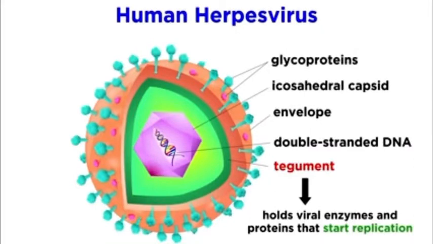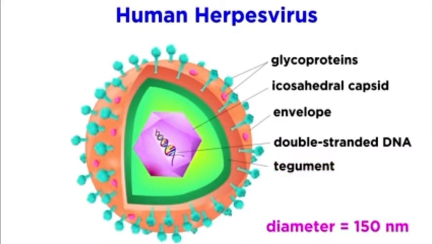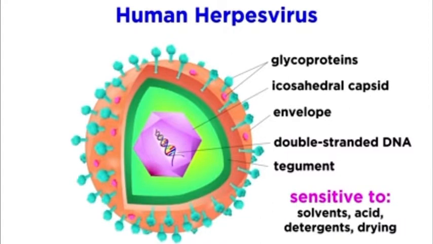Replication once inside a host cell. With all of these parts, it makes sense that human herpes viruses are on the larger side as far as viruses go, typically spanning about 150 nanometers in diameter. However, like other viruses that contain an envelope, human herpes viruses are sensitive to solvents, acid, detergents, and drying.